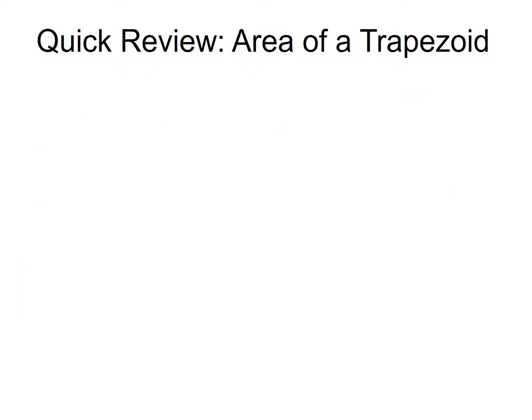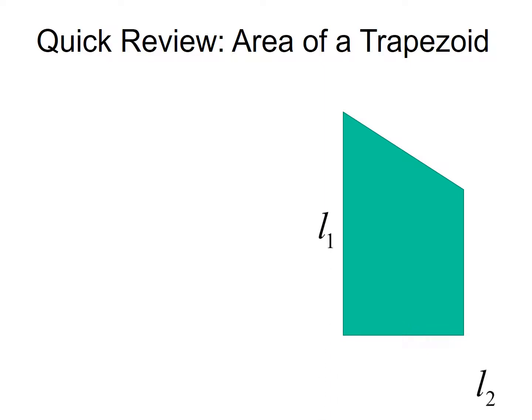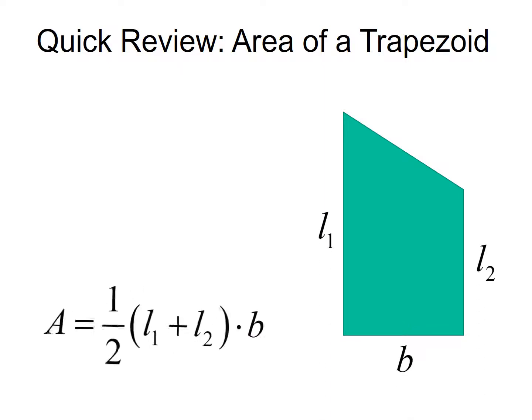Okay, so first take a look at the area of a trapezoid, just to remind ourselves. If we label all these sides here, then our area is 1/2 of the sum of the two parallel sides times the width of the trapezoid.